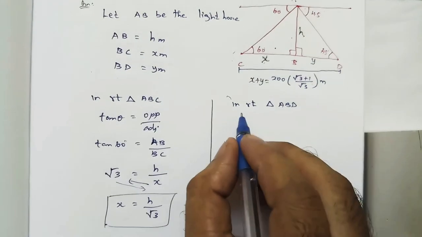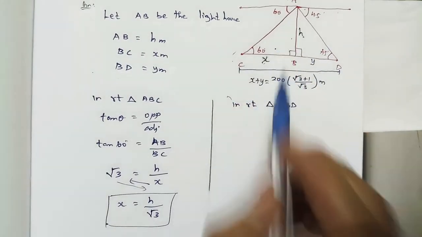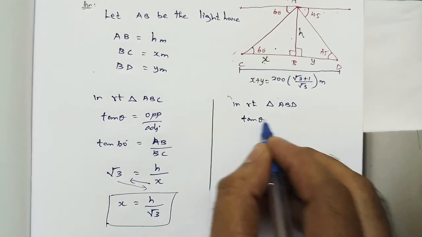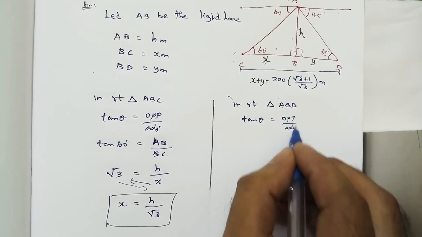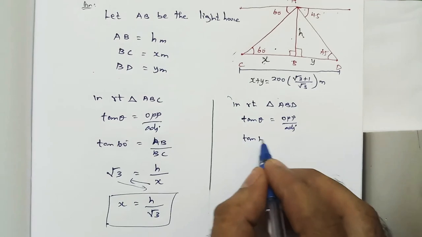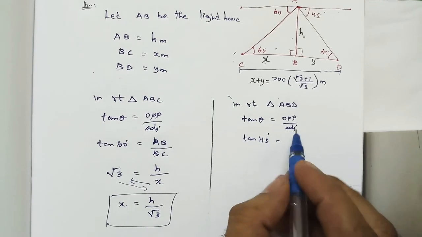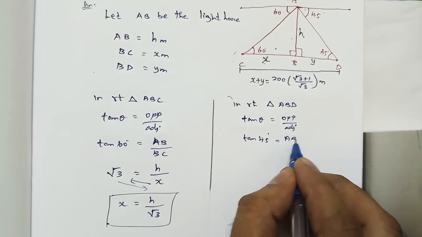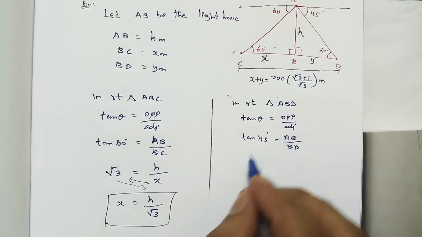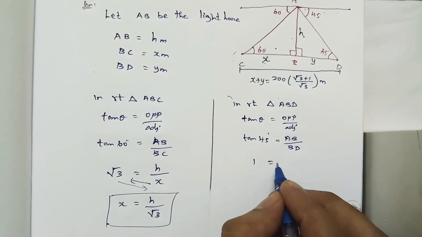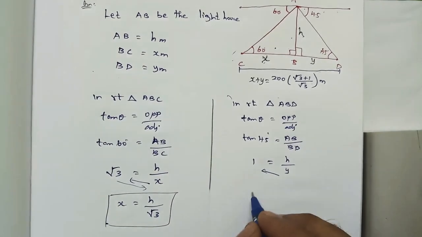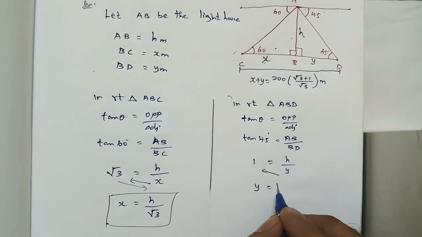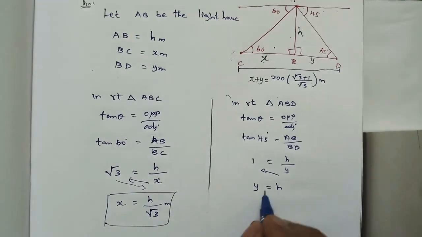Next, in right triangle ABD, tan theta is equal to what? Opposite side divided by adjacent side. So what is the value of theta? 45 degrees. So tan 45 is opposite side, that is AB, divided by BD. What is the value of tan 45? 1 is equal to h divided by y. Taking y to the LHS, then y is equal to h root 3 meter, right?